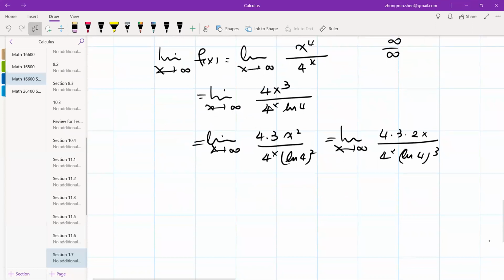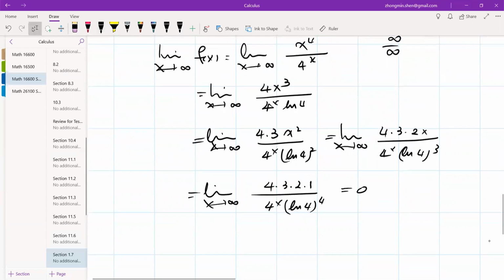Okay, and then you have to continue differentiating: 4, 3, 2, and 1. And 4 to the x, natural log of 4 to the 4th power. Then you stop here. You cannot use L'Hopital's rule again because the numerator is constant. It does not approach infinity. But clearly the denominator approaches infinity. The answer is 0. So the limit is 0.